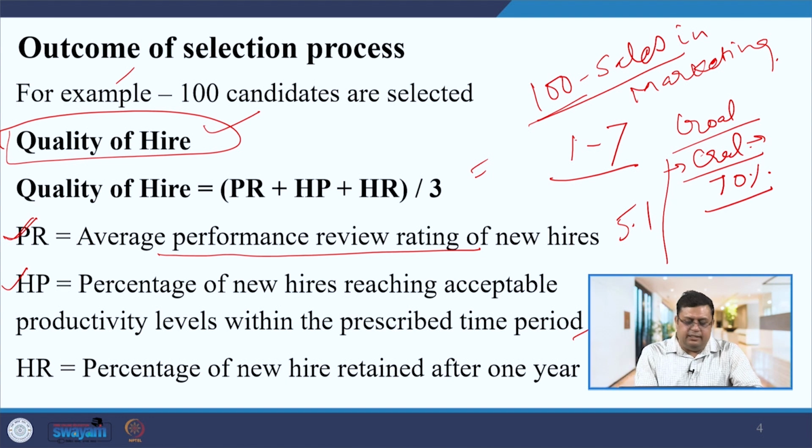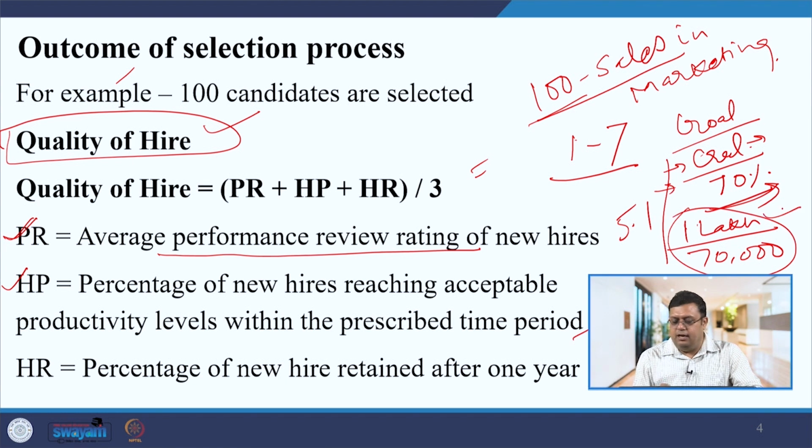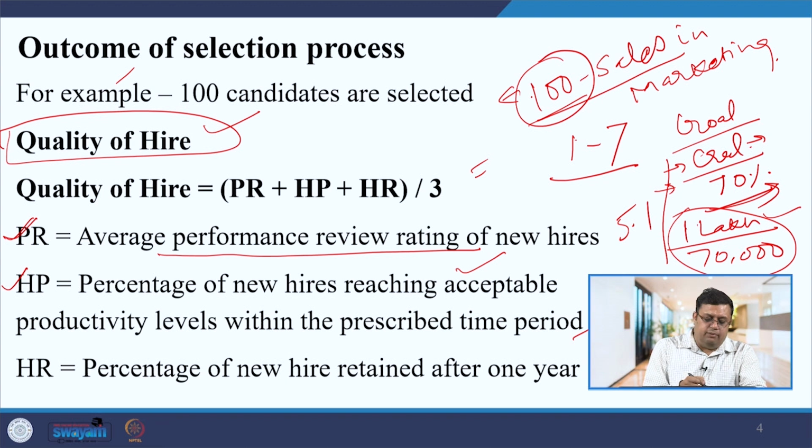So, whether they have reached this 70% or not: if their sales target is 1 lakh, at least they should be able to achieve 70,000 rupees in that one particular year. If they are able to achieve that, then we can say that they have reached the prescribed level of productivity within the time period. So, what is the percentage? Out of 100, how many of them? Say 40% people have reached.